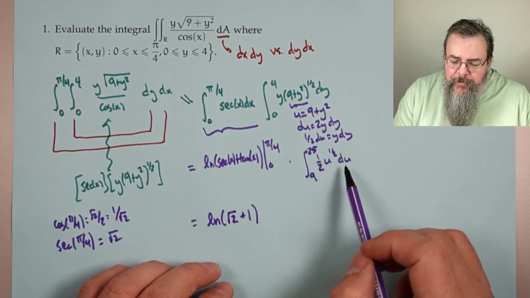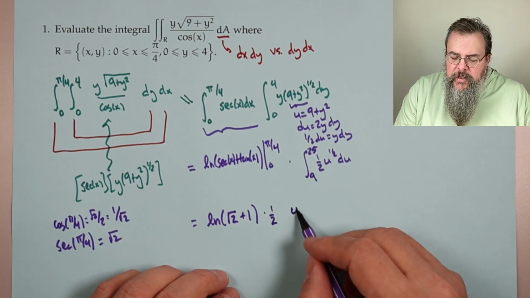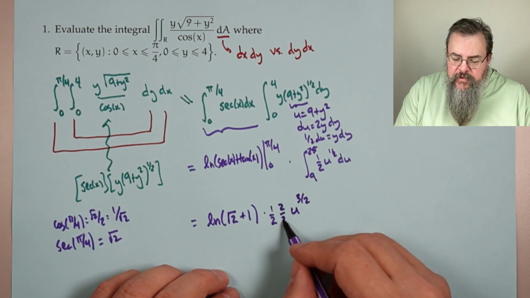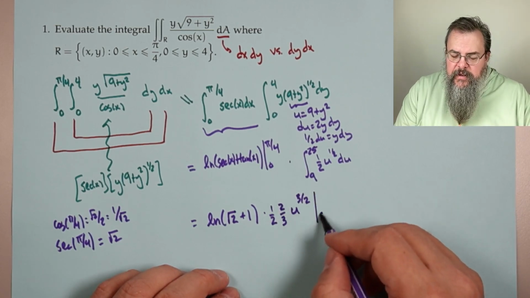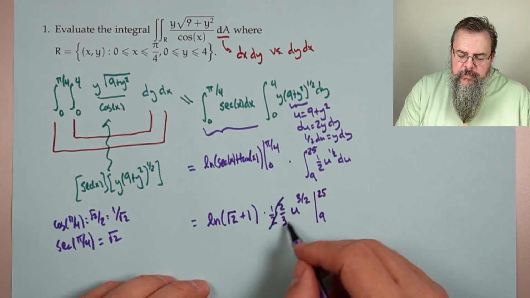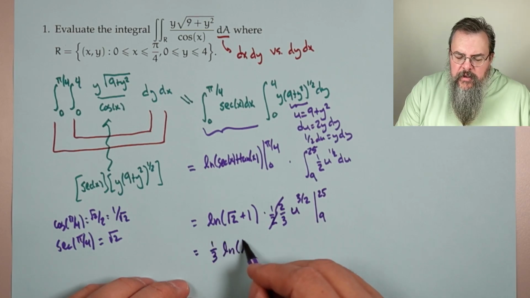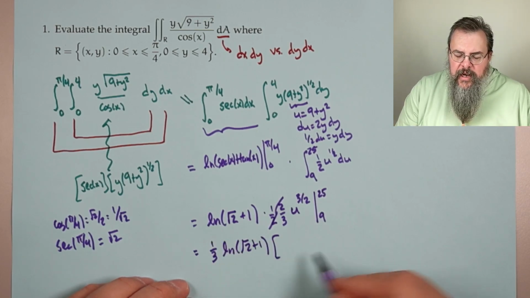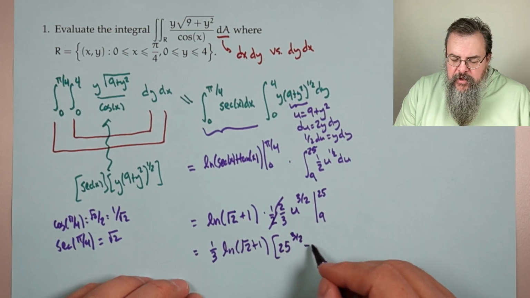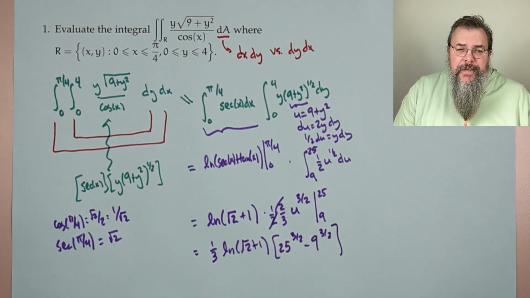Now, the second term. Okay, so we have the 1/2. We're going to add 1 to our exponent, so that's 3/2, and multiply by the reciprocal, 2/3, and evaluate 9 to 25. Okay, so the 2's cancel. We have a 3. So let's see, we have a 1/3 log root 2 plus 1 times 25 to the 3/2, subtract 9 to the 3/2. Well, we can actually clean that up a little bit.